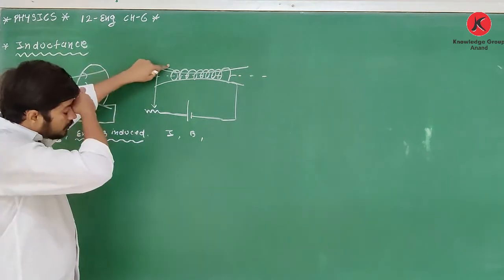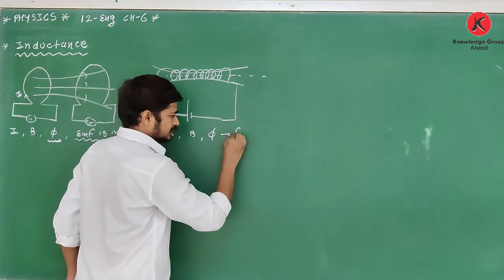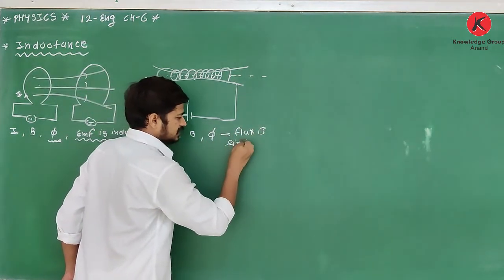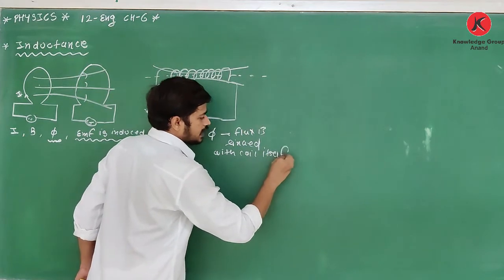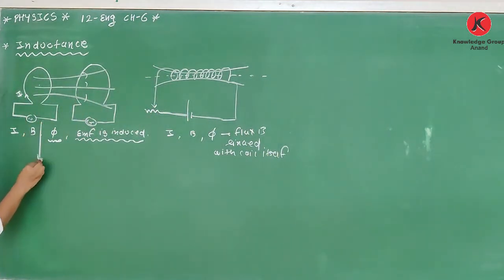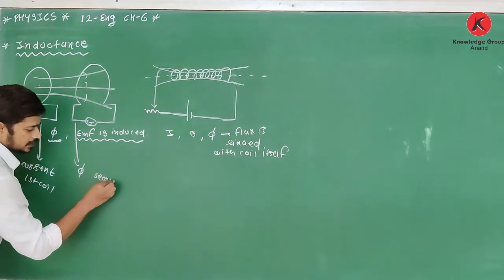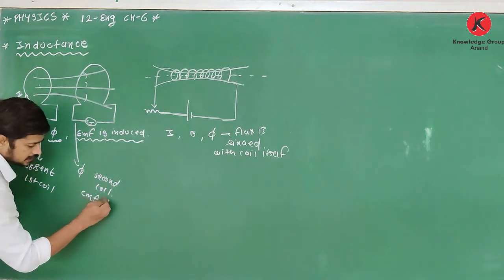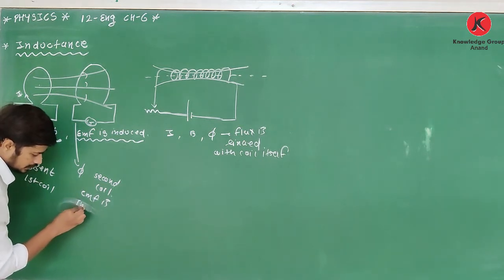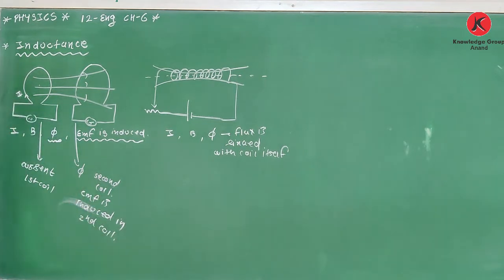Current is flowing in this coil, magnetic field is produced in this coil, and flux is linked with the coil itself. Whereas in the first case, current is flowing in the first coil and flux is linked with the second coil, because EMF is induced in the second coil.